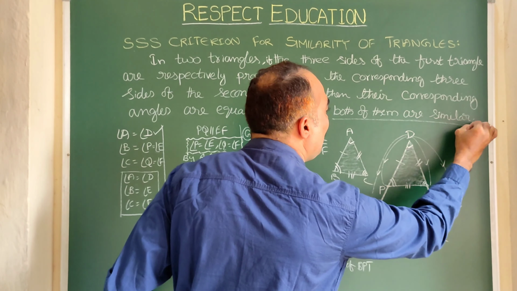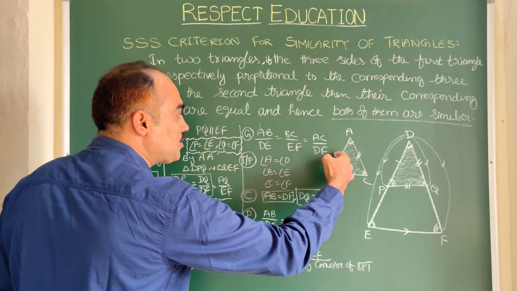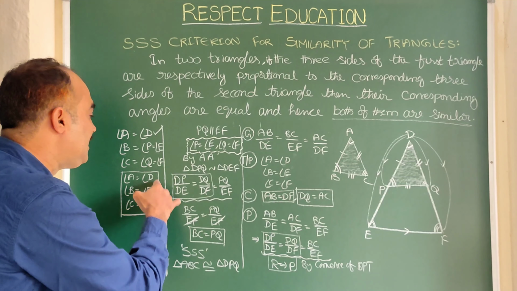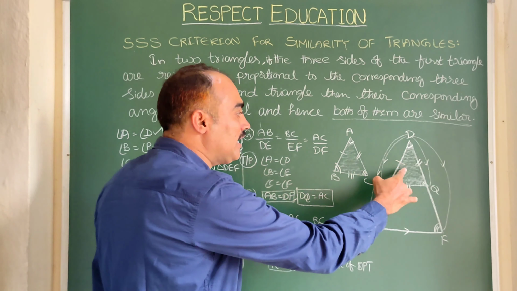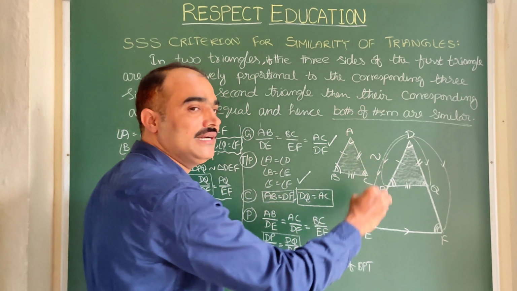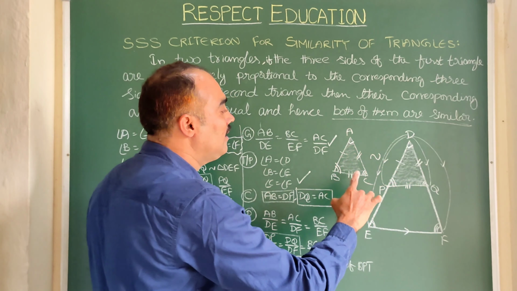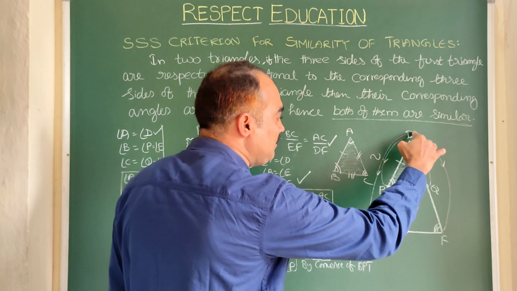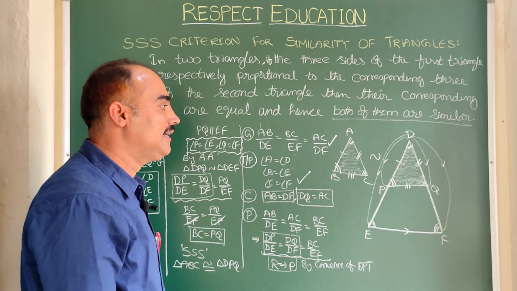How do we justify it? It's simple. In two triangles, given these sides are proportional, we have got that these corresponding angles are equal. If in two triangles the corresponding sides are proportional and corresponding angles are equal, then absolutely both the triangles are similar. That is the reason triangle ABC is similar to triangle DEF. With this criterion, SSS criterion gets completed.